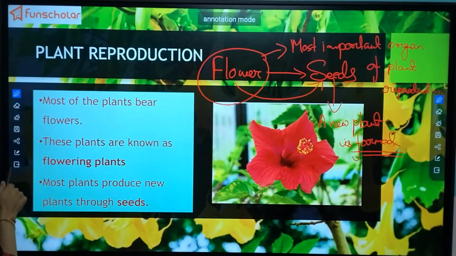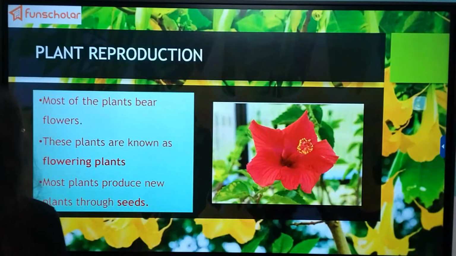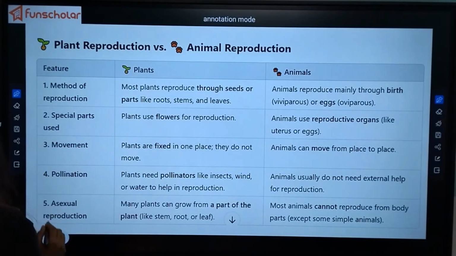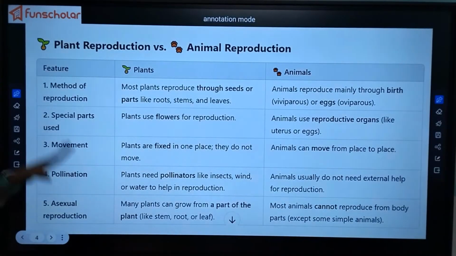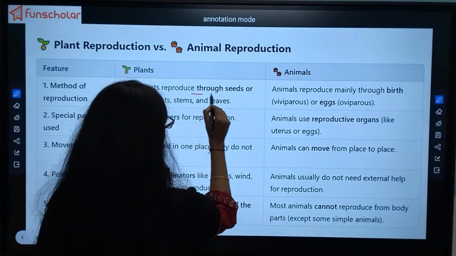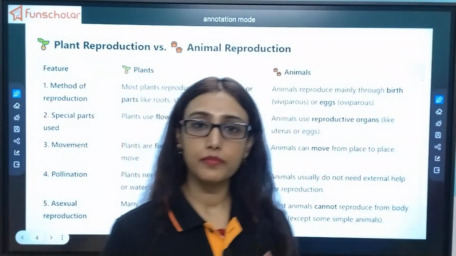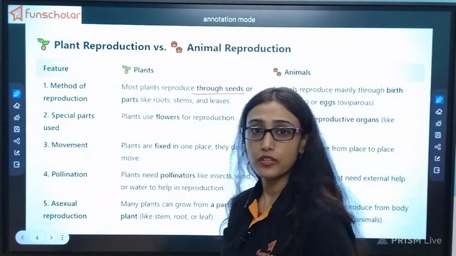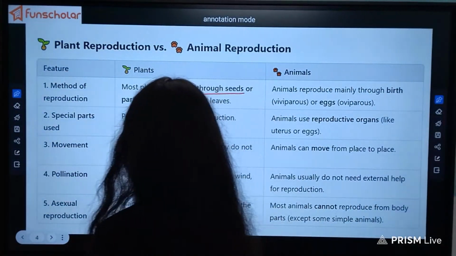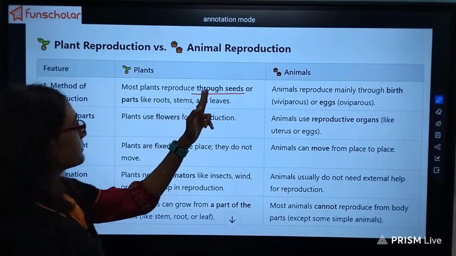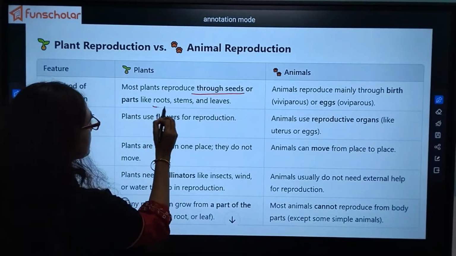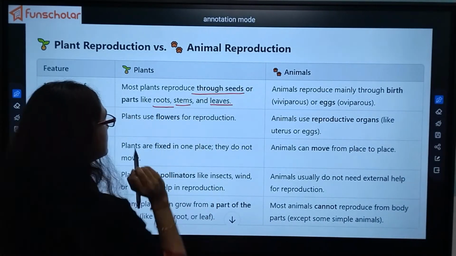Okay, चलो फिर next slide. Now, plant reproduction versus animal reproduction. Plants produce through seeds. Okay, we have known that. Apart from seeds, plants can produce from leaves, roots, stems, and even buds. See, plants can reproduce through seeds. We have already known that. Apart from that, other parts are root, stem, and leaves.